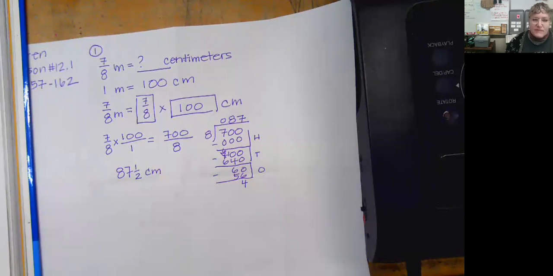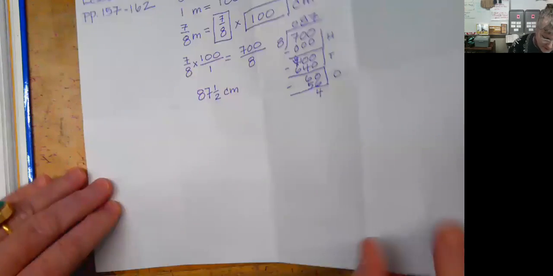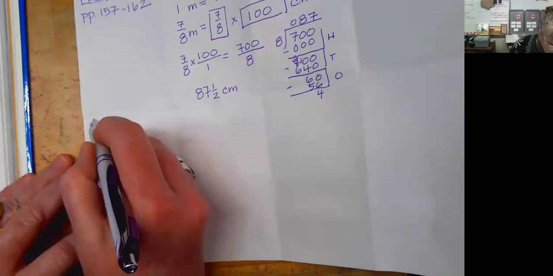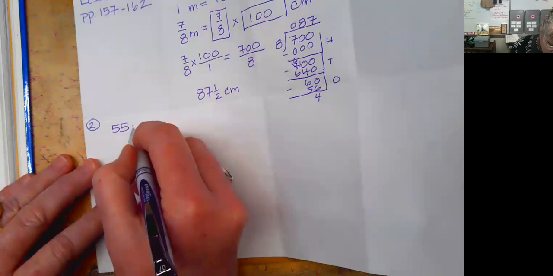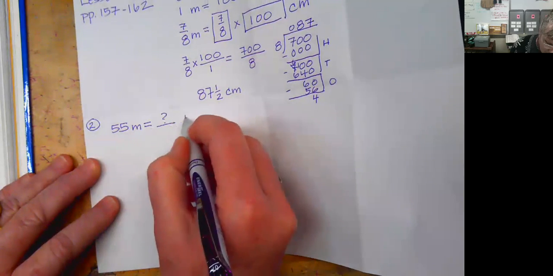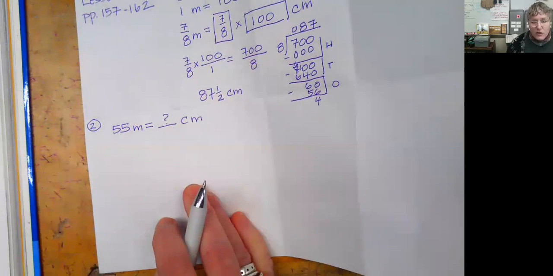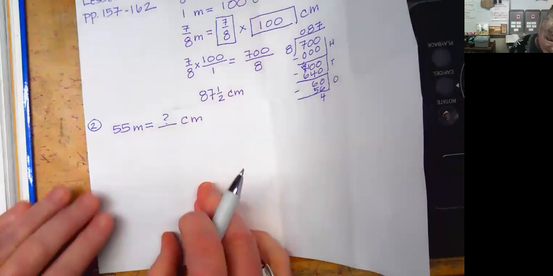All right. Let's look at number 2. Number 2 says 55 meters equals question mark centimeters. So again, I'm just going to look in the blue box. The blue box is going to tell me 1 meter equals 100 centimeters.